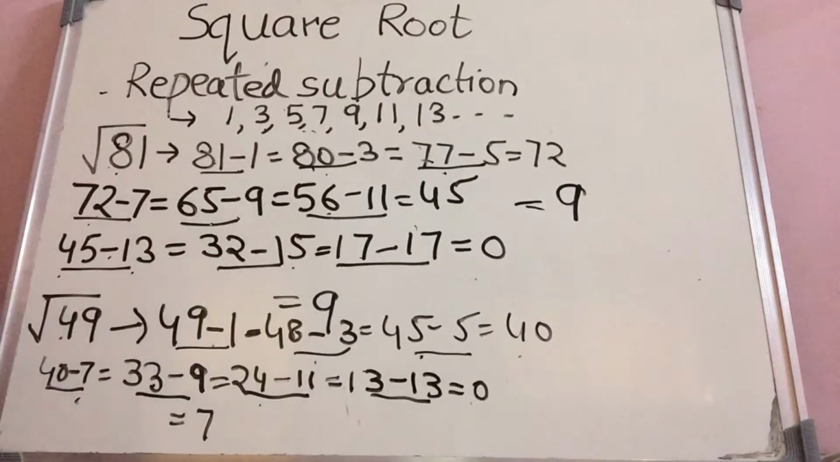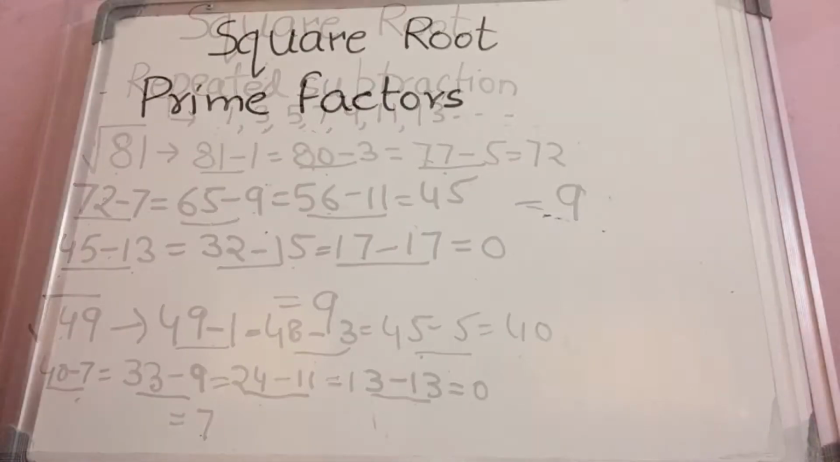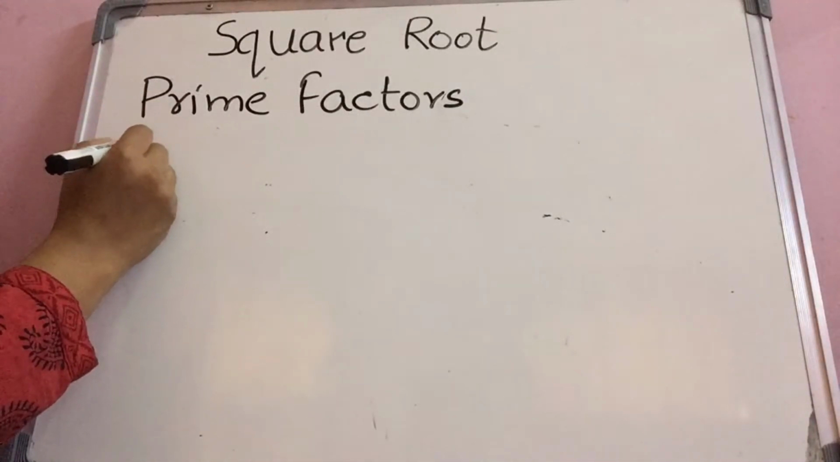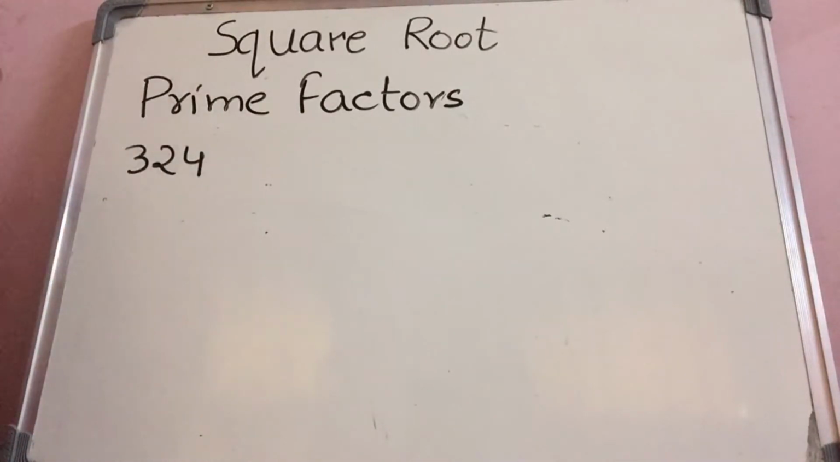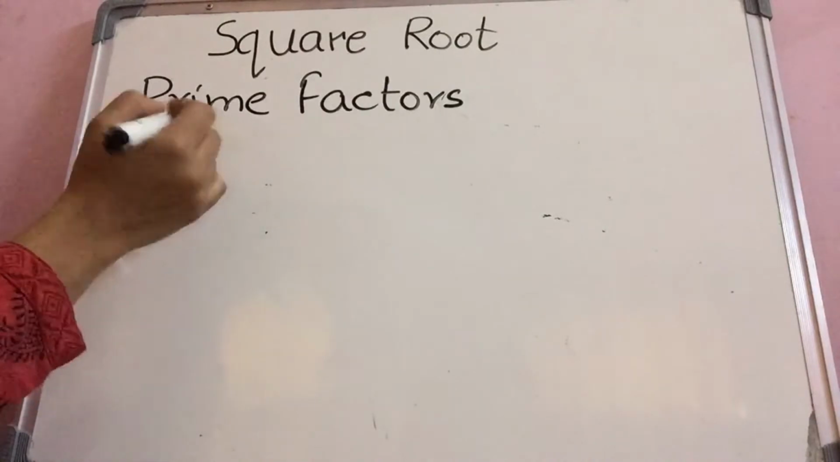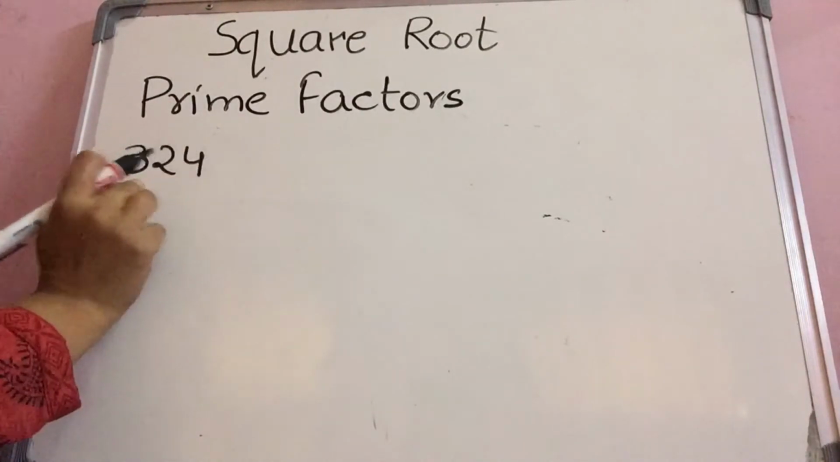This is how we find the square roots of a number by repeatedly subtracting consecutive odd numbers. Now we will find the square root of a number, suppose 324. We'll find it by finding prime factors. We will find prime factors and then we will pair them.